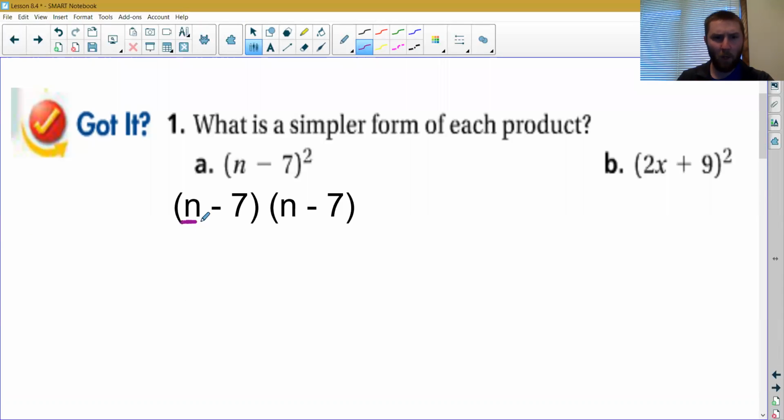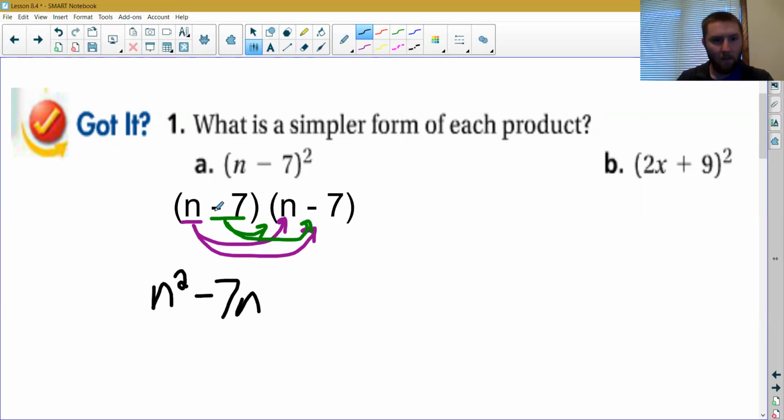So if I were to multiply these together with the double distributive property, n multiplied by these two guys, and then the minus 7 multiplied by these two guys, I'm going to get my regular 4 pieces. Okay, I'm not just getting n squared, I'm not just getting 49. I am going to have an n squared as my first piece from n times n. I am going to have minus 7n from n times negative 7. And then I'm going to have another one of those. Okay, another one of those, negative 7 times n is another negative 7n. And then at the end, I have negative 7 times another negative 7.